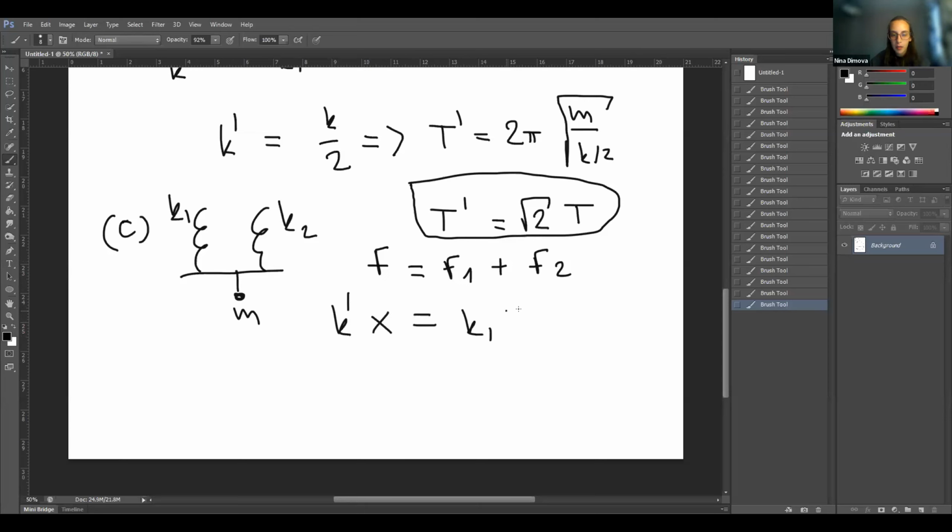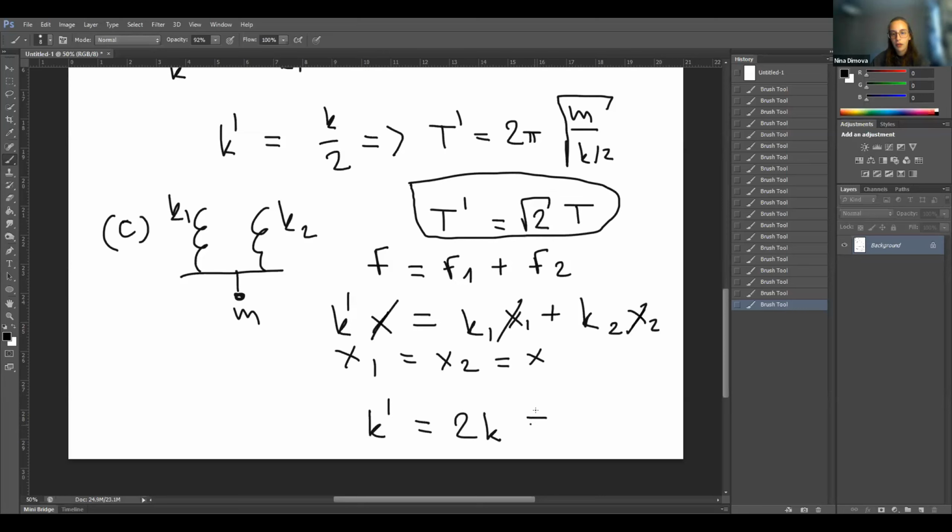It would be K1 x1 plus K2 x2. As I just said, x1 would be equal to x2, and this would be equal to x, since everything gets extended by the same amount. So these can go. These two are the same. So our effective coefficient would be twice the coefficient of each of the springs. And if you substitute it into the formula you're given, T prime would be equal to T over root 2.